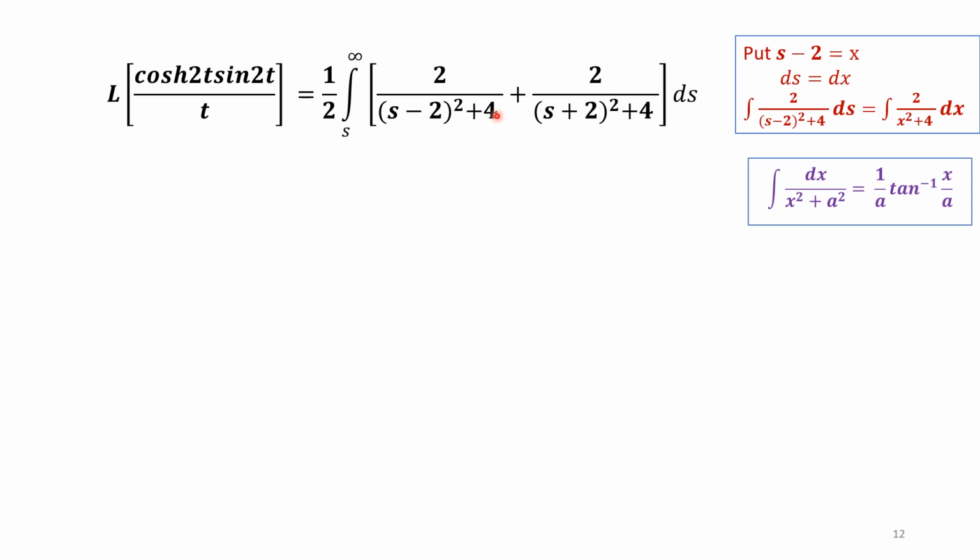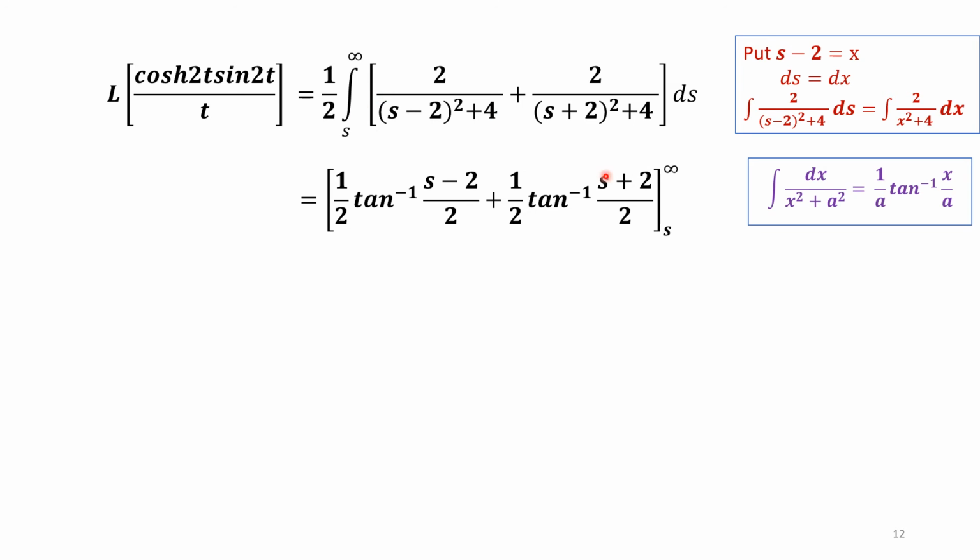Again, we can cancel 2 and now 1 by a. So here a is equal to 2. So 1 by 2 tan inverse of, instead of x, we are having s minus 2. So 1 by 2 tan inverse of (s minus 2) by 2 plus 1 by 2 tan inverse of (s plus 2) by 2. Okay, so we are making use of the formula dx upon x square plus a square, which is 1 by a tan inverse of x by a. Here in both the cases a is equal to 2.